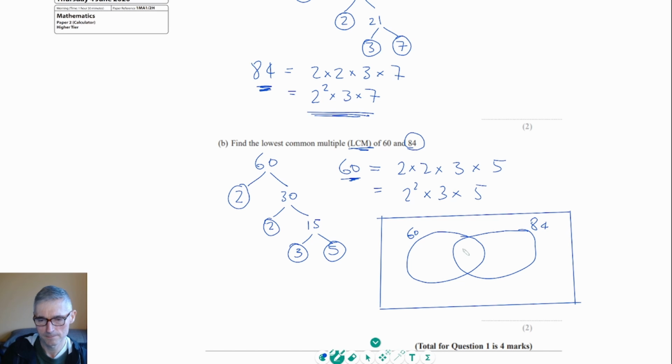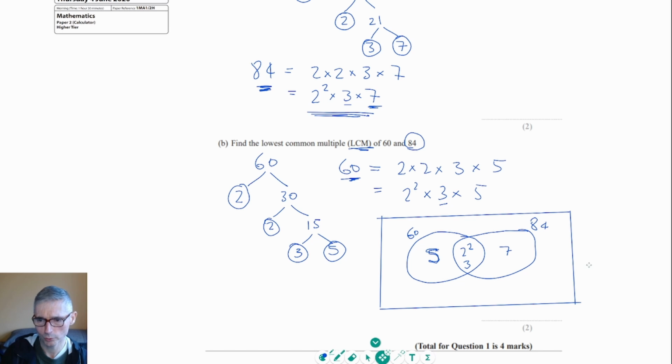So I can see that 2 squared is actually in both of them. And then also I've got 3 is in both of them as well. Then for the 60, what I would need is 5. I've got 5 missing, so 5 is a prime factor of 60, but it's not a prime factor of 84, so I have to put that there because it's not in the overlap region. And similarly for the 84, we've got 7 there, and that would go there because that's also not a prime factor of 60, so that doesn't go in the overlap region either.